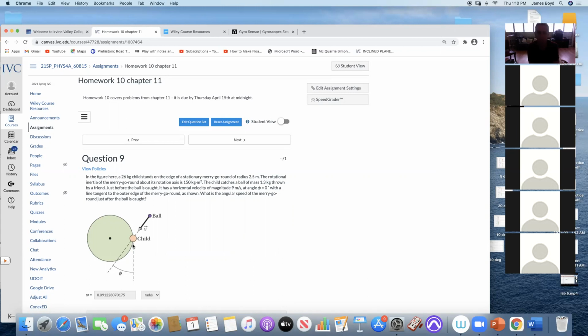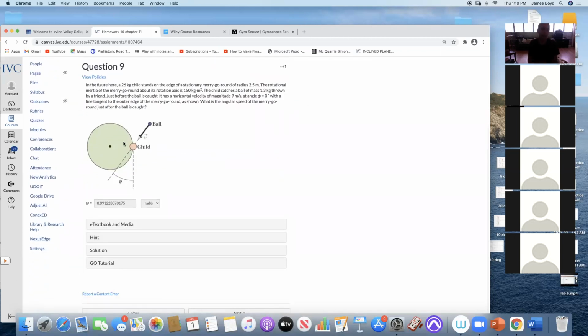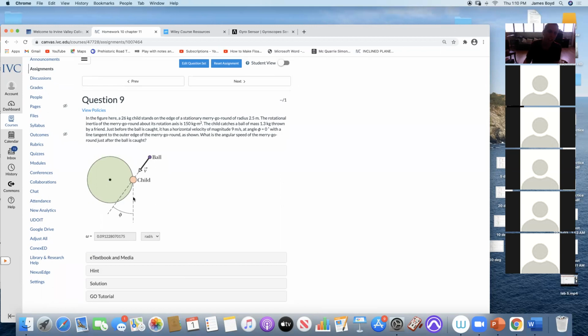I initial, omega initial, you need to get the ball and the child, and then I final, omega final for the ball and child together. So you're going to need to find their moment of inertia afterwards. It's not too bad, actually, but for whatever dumb reason, Wiley made this look like it's at an angle, and then they tell you it's not at an angle.